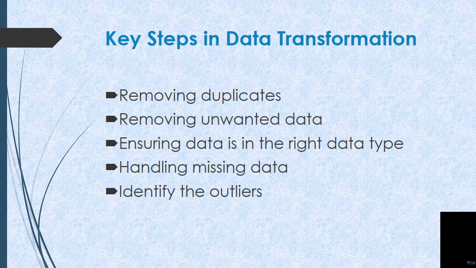These key steps involve removing duplicates and removing unwanted data. You may have columns with unnecessary records for your analysis, hence you may do away with them. It also involves ensuring that the data is in the right data types, be it text, numbers, currency, among others. This is where you also handle the missing data.